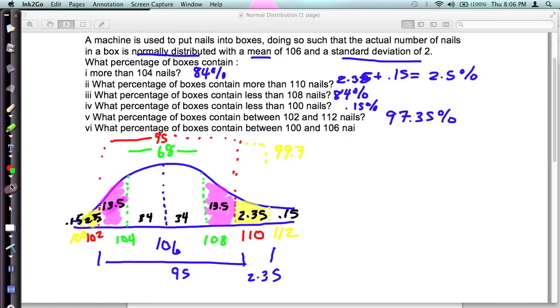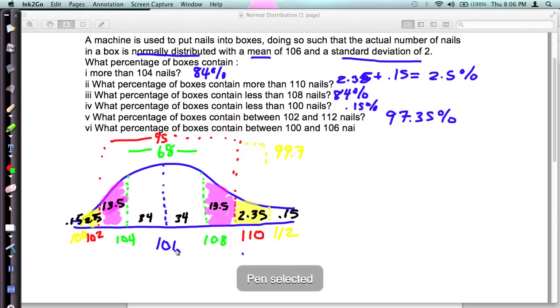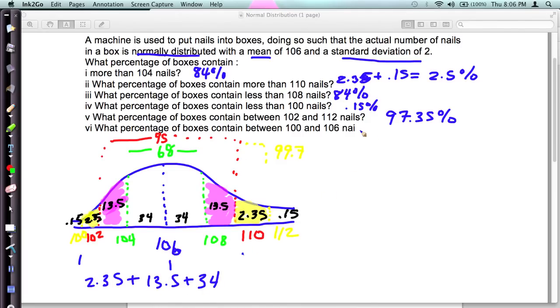Okay, so for the last one, I'm going to erase this. What percentage of boxes contain between 100 and 106 nails? So between 100, which is over here, and 106. Again, we already have these pieces, so we can just add them up. You need to add the 2.35 plus the next piece, the 13.5, plus the 34. And when you add those all up, you get 49.85%.